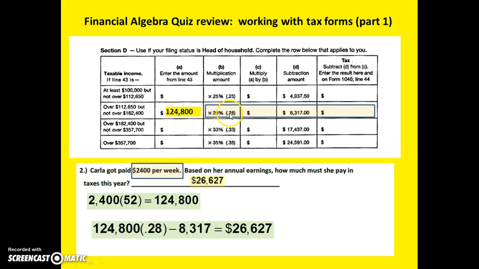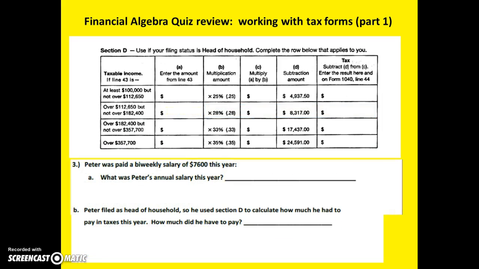We're going to multiply times 0.28, subtract the 8,317, and we end up with $26,627. That's what Carla had to pay based on her salary for this year. Let's look at Peter. Peter was paid a bi-weekly salary of $7,600 this year. What was Peter's annual salary this year? Well, we know there are 26 pay periods if you're paid bi-weekly. Bi-weekly means every 2 weeks. So 7,600 times 26 gives us 197,600.